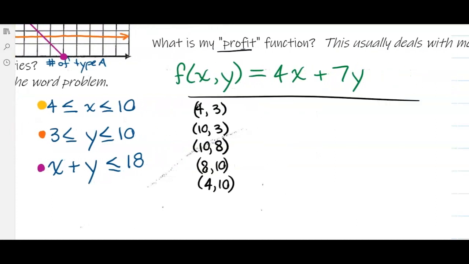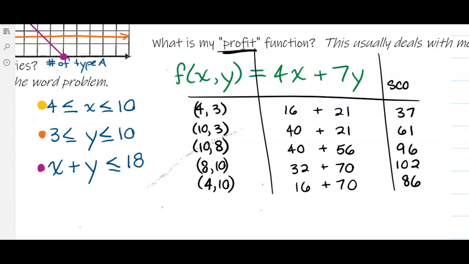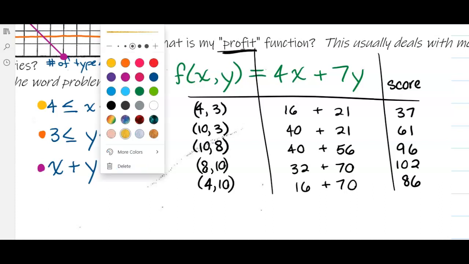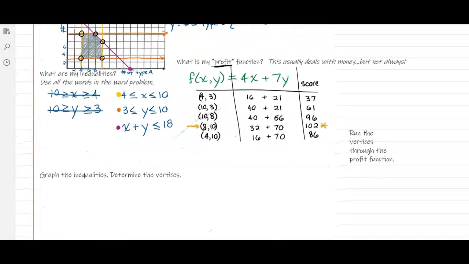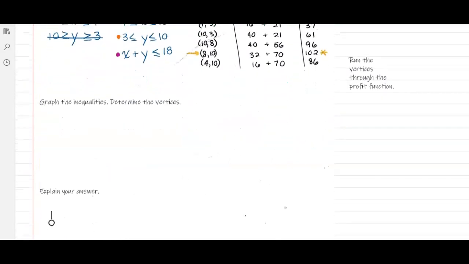Pause the video and run them through your profit function to see, even though it's not really a profit in this case, run them through your optimization function to see which one gives you the highest total overall score. Again, this is my score right in this column. So you can see that the best score that I could achieve would be right here, 102. If I get 8 type A questions right and 10 type B questions correct. So that's what we will write for our answer.